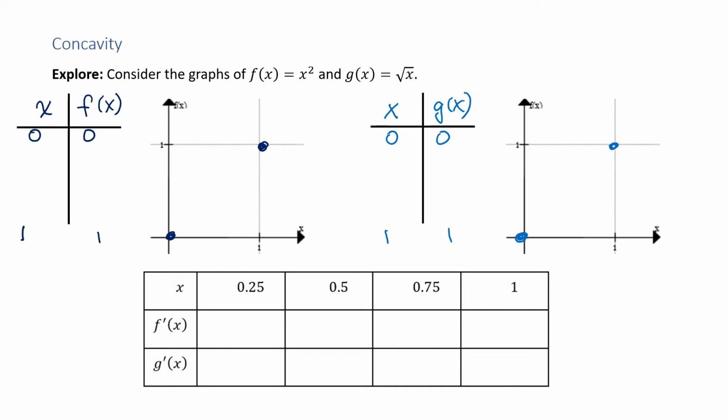Let's begin with 0.25. So 0.25 squared is 0.0625. 0.5 squared is 0.25, and we'll go up another quarter step of a unit. So that would be 0.75, and we're just going to round that. So 0.75 squared is 0.56.